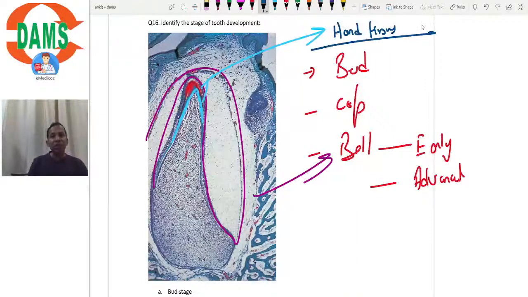So hard tissue formation is seen and a bell-shaped enamel organ is seen, which makes this an advanced bell stage. So this is the advanced bell stage, isn't it? Formation of hard tissue is already seen.